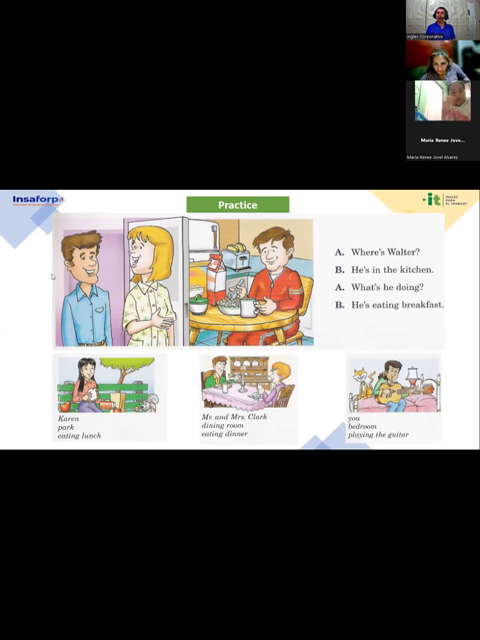Where are you? He is. No, I am. I am bedroom. What are you doing? I am playing the guitar. Okie dokie. Thank you very much. Right? Claps to you.